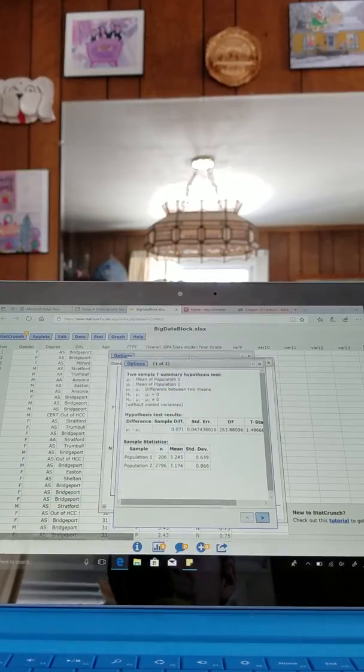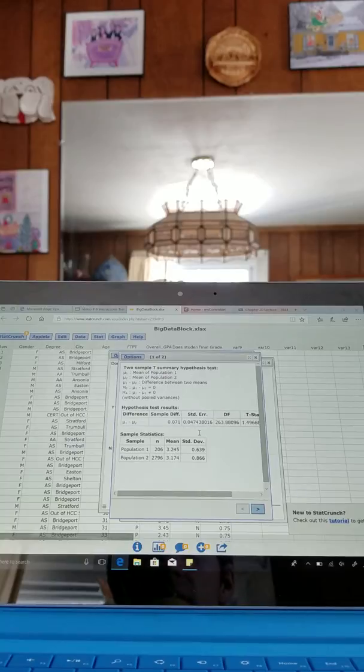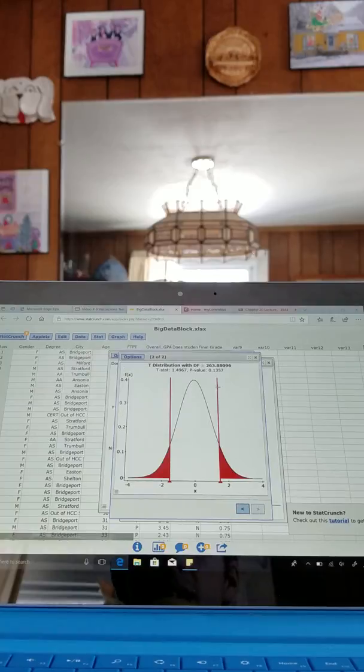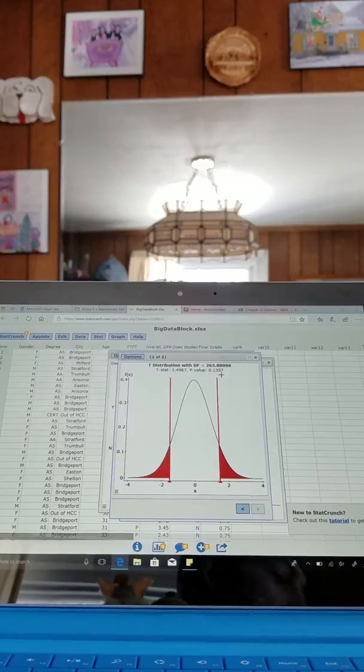And we have this nice box here that tells us our p-value, if we look at it, is 0.1357. Now, what that number means to me is that if there was no difference in the mean grades, a difference this large would only occur 14 times out of 100.